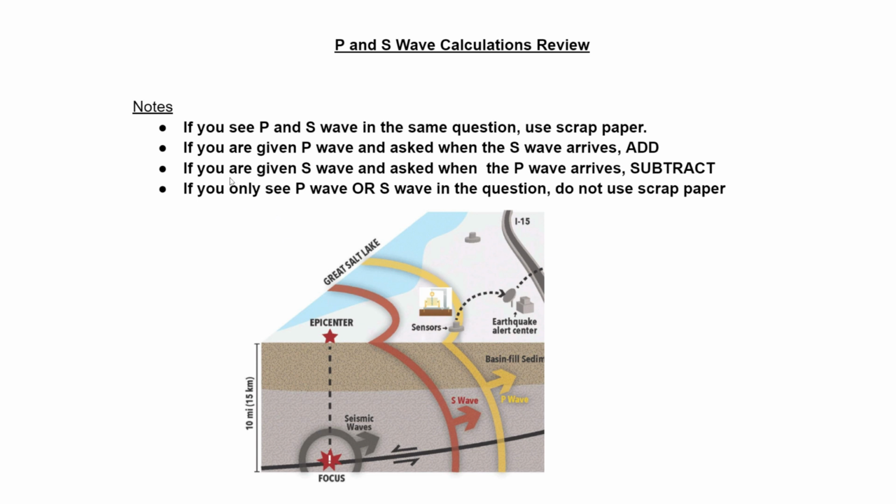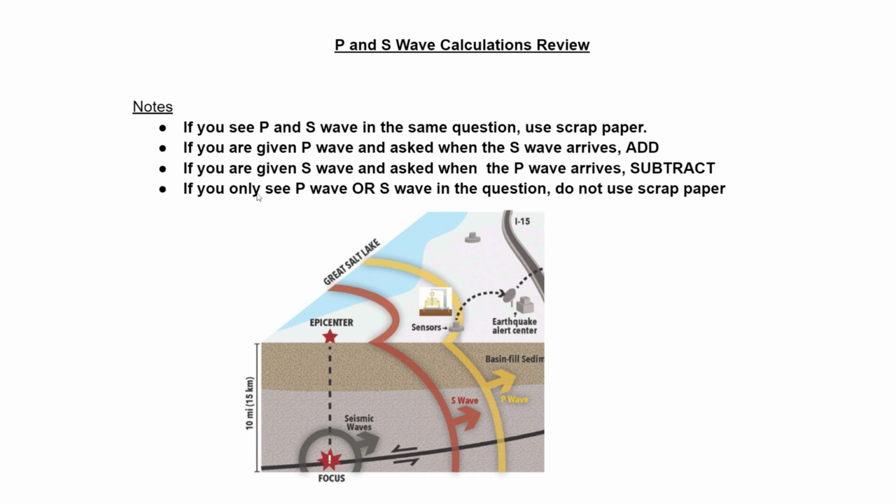Next thing you need to know: if you are given the S wave arrival time at your station and asked when the P wave arrived at the station, that's when you're going to use your scrap paper to find the time difference and subtract. Why? Because the P wave arrives at the station first and then the S wave arrives. So if I tell you the S wave arrived at the station at a certain time, when did the P wave arrive? You're going to use your scrap paper because both the S and P wave are in the same question. You're going to find the time difference, and then subtract that time difference from the time that's given to you for the S wave arrival. So if the S wave arrived at 10:00:00, you're going to do 10:00:00 minus whatever time difference you got to find the P wave arrival.